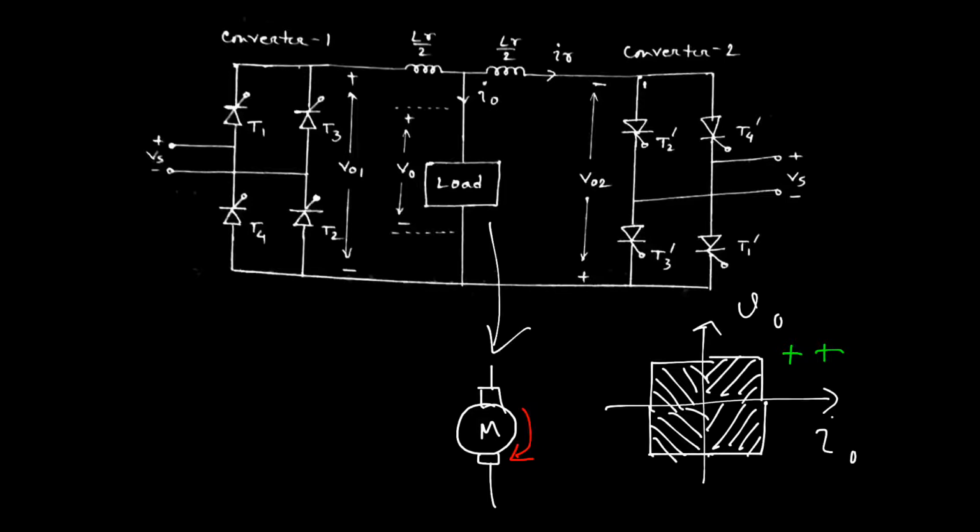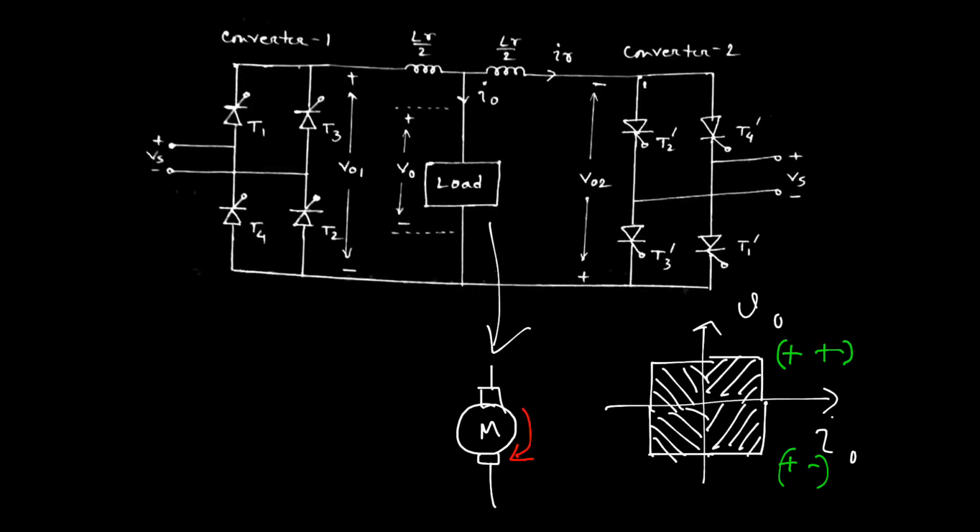And for the fourth quadrant operation, when converter 1 starts working, the energy is delivered from load to supply, due to the presence of back EMF inside the motor. That is why in fourth quadrant operation, the current is positive and the voltage is negative. Right? Fine. And this is called forward regenerative braking.